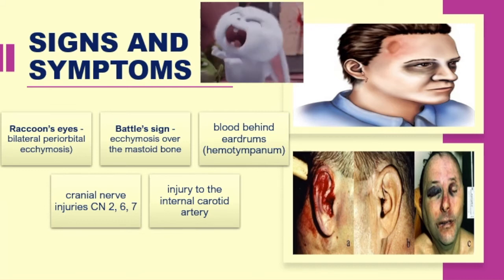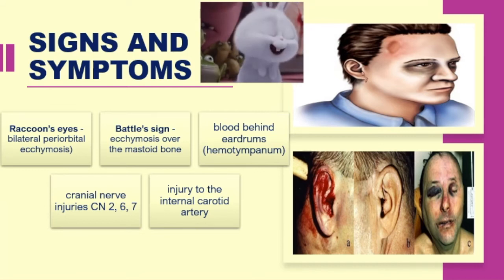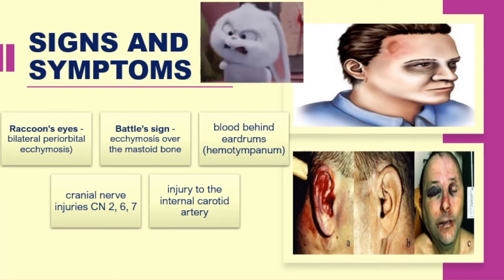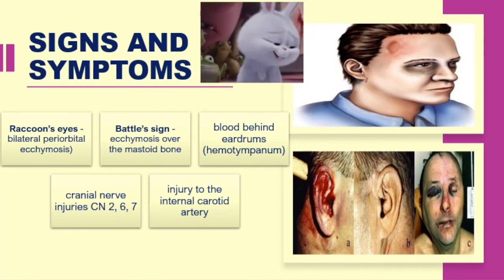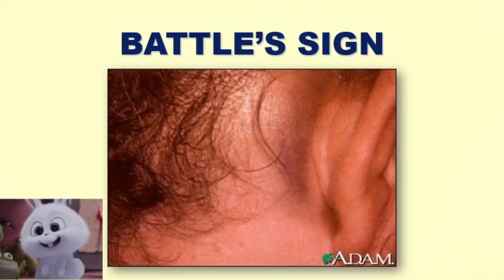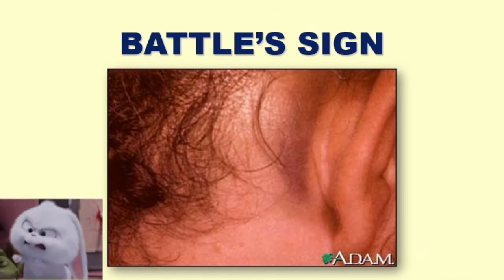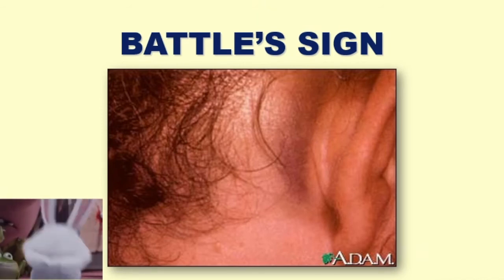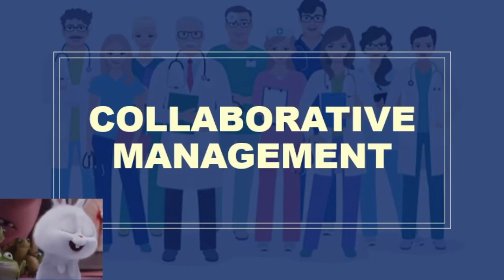There could also be injury to the internal carotid artery. Recall, class, that the carotid artery is the major artery that supplies blood to our brain. With that injury, we are anticipating that the patient would have difficulty of recovery. Now, class, this is your battle sign, an example of battle sign.